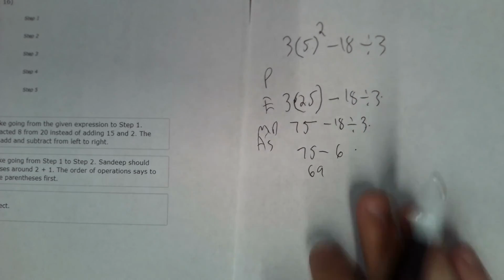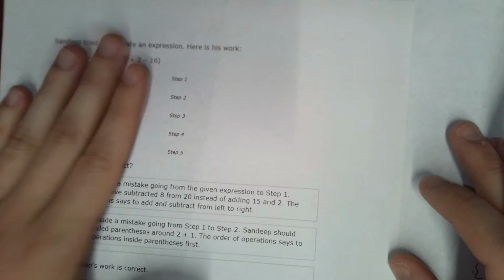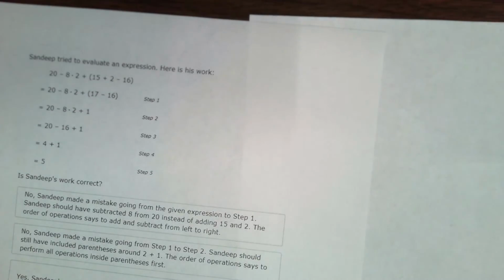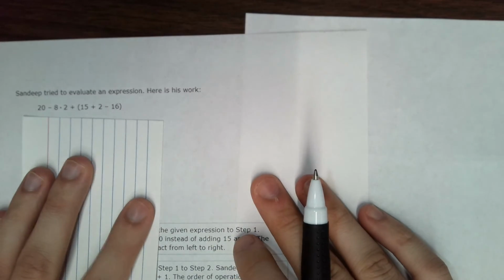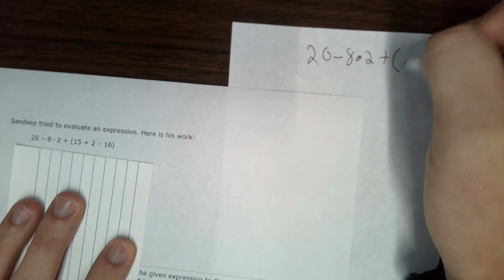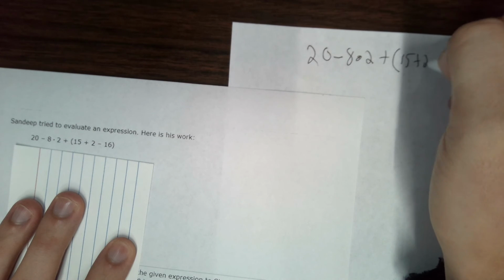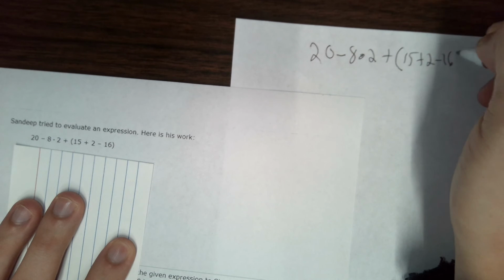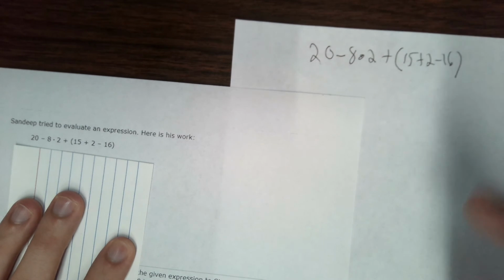And the last one I'll do with you, again, they're all like this on IXL. These are the same problems I just screenshotted off of IXL. I've got, where's my little cover up thing? There it is. One that's a little bit longer. So we have 20 minus 8 times 2 plus parentheses 15 plus 2 minus 16 close parentheses.